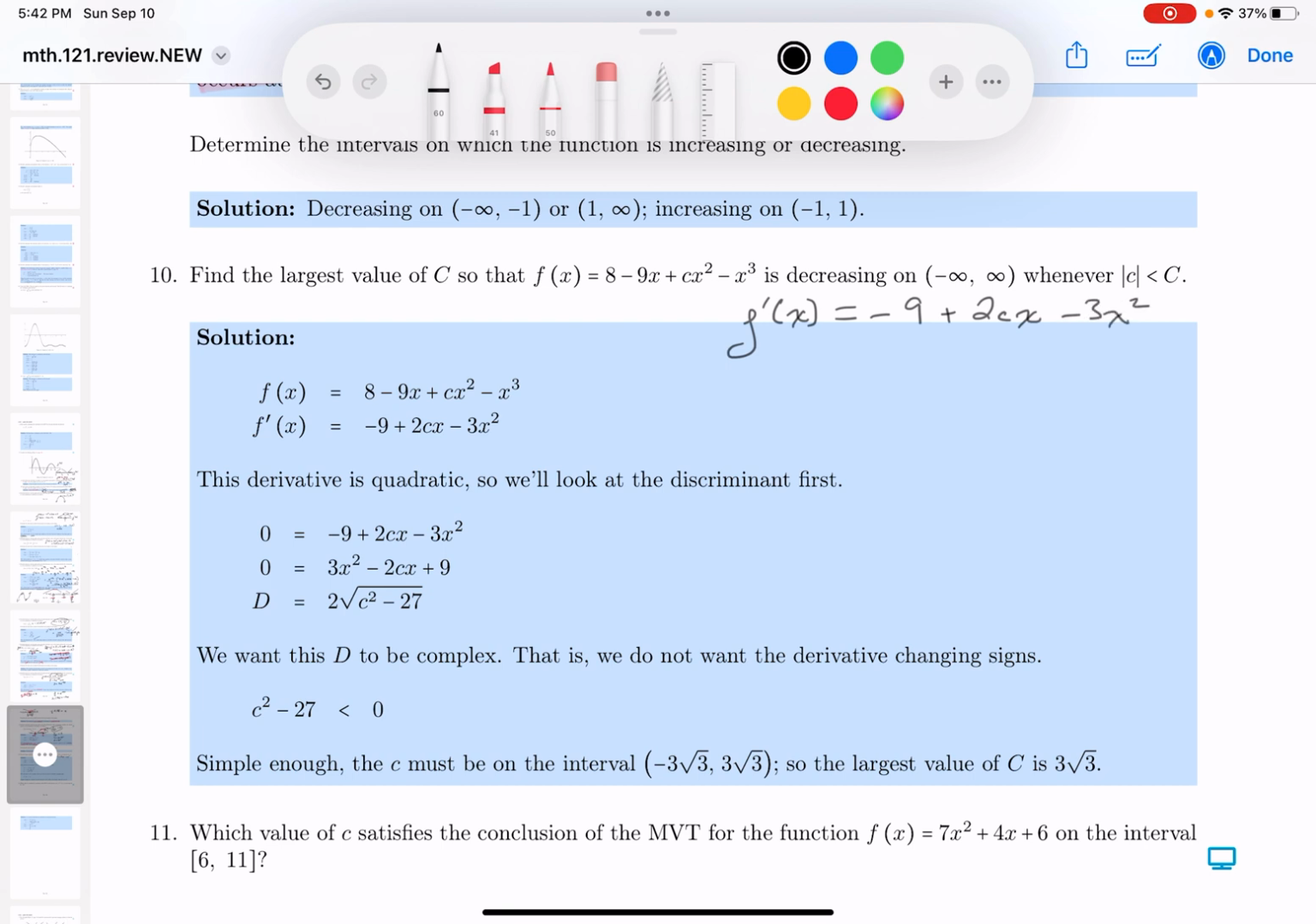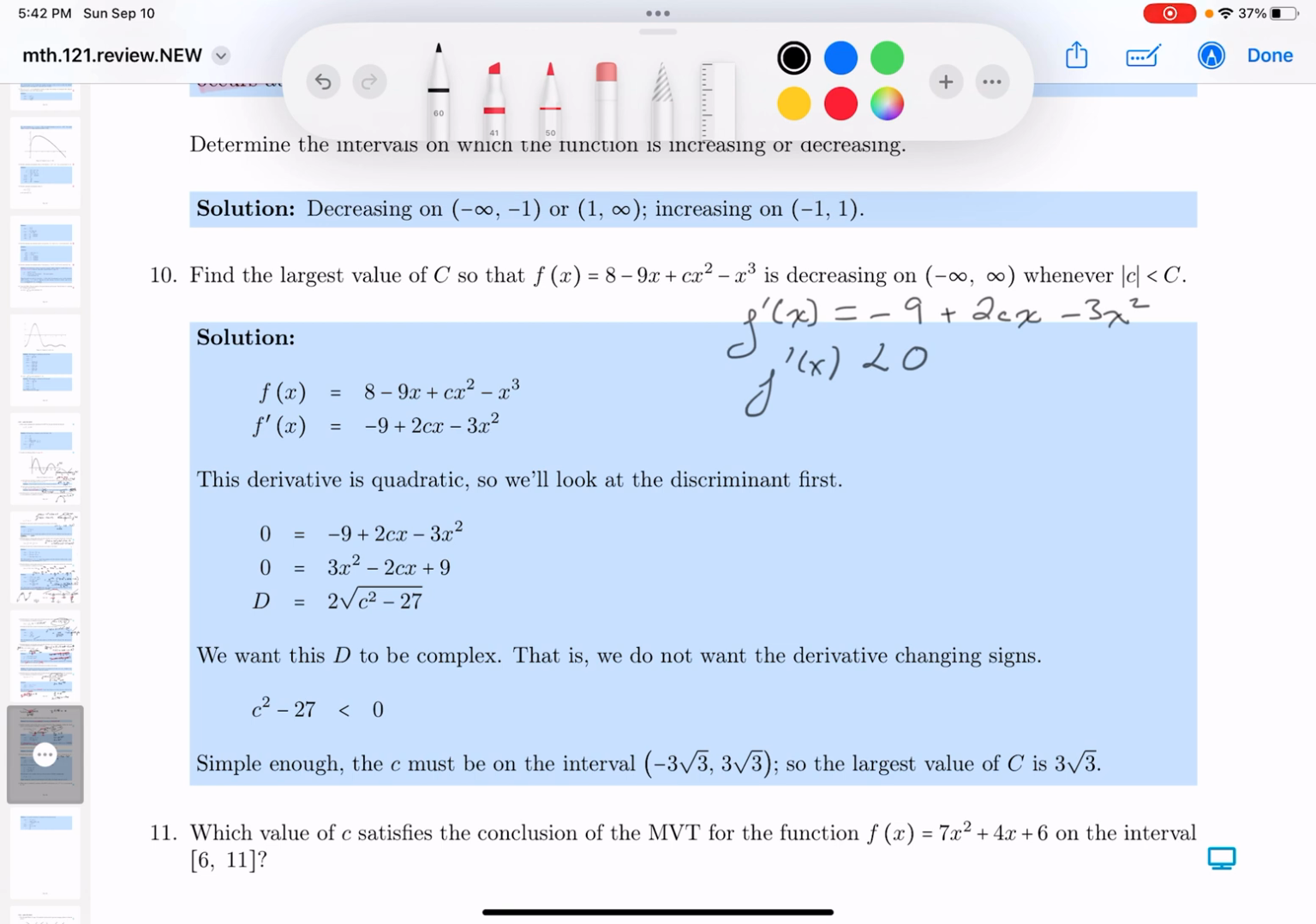Okay? Now, what do they want? They want, find the largest value of c. We'll figure that out later. So they want this thing to be decreasing. So really what they want is, if it's decreasing, they want it to be always less than 0. Always negative. Always negative.